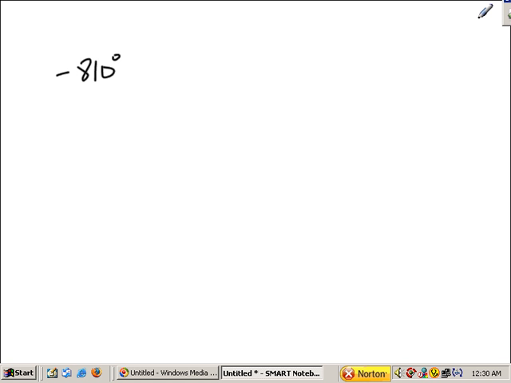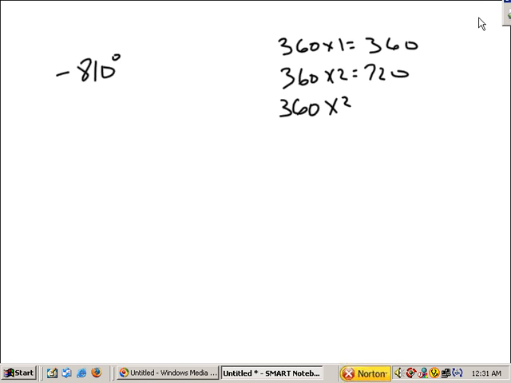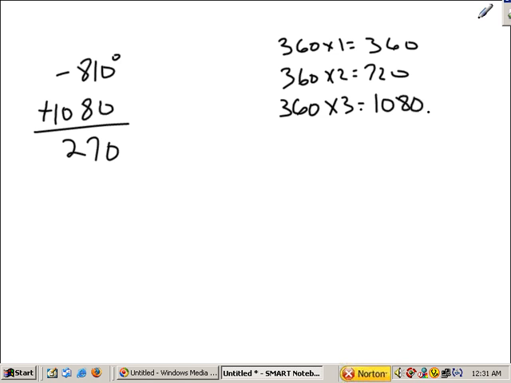Turn positive. If you owe the bank $810, that's why we have negative, because you owe them. If you owe somebody $810, to turn positive, you have to give them back more than $810. So we need to look at this 360 table. 360 times 1 obviously isn't more than 810. 360 times 2 is only 720. But here it is. 360 times 3 is the first time you get more than 810. If you add 1080, you will get 270 degrees, which is between 0 and 360.